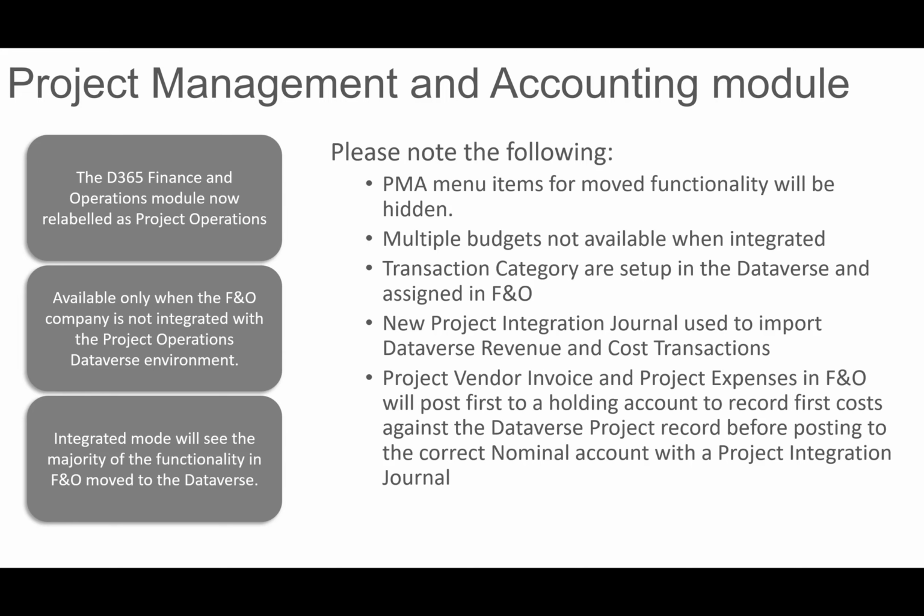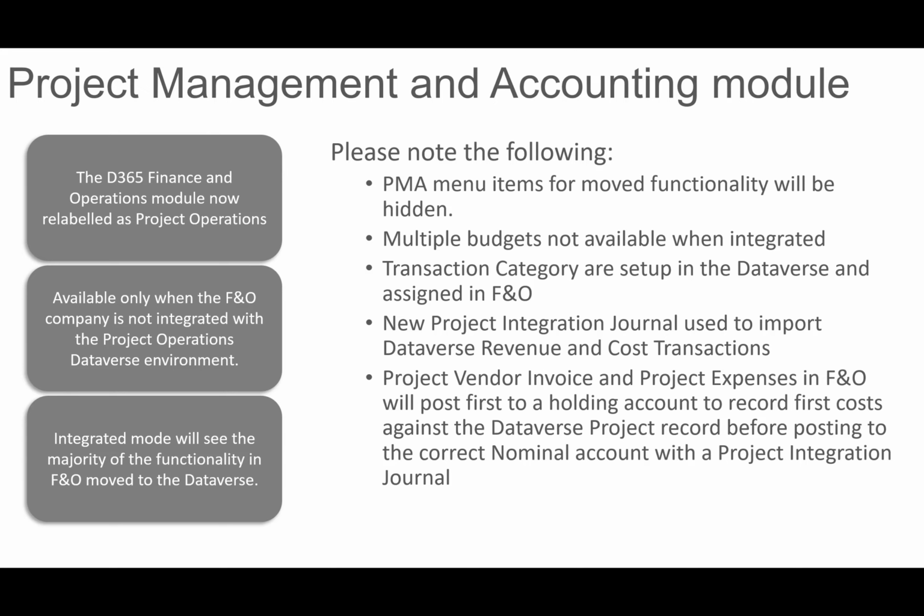Transaction categories are set up in the Dataverse as the starting point and then synchronized into F&O. These are then assigned within F&O to the various setup, so time, expense, and so forth. Transactions, when they push across into F&O, are now going to be created as project integration journals. There is a stage import that can be scheduled to run, and these project integration journals will then create batches per day, per week, per month, however you wish to set those up. And those batches must be posted before they'll then hit the PMA tables and also the general ledger.